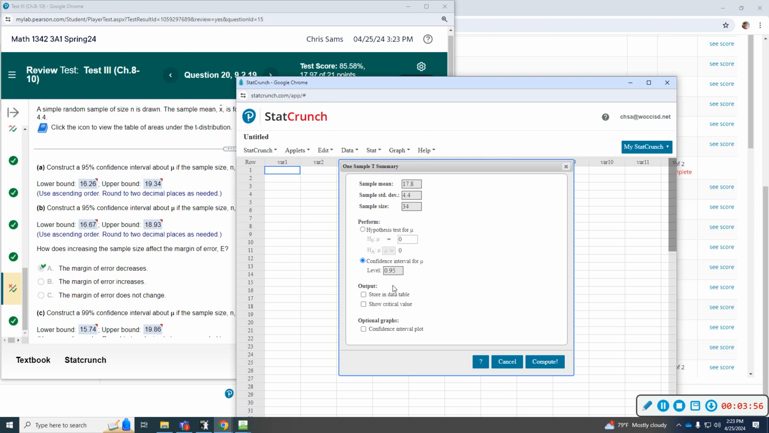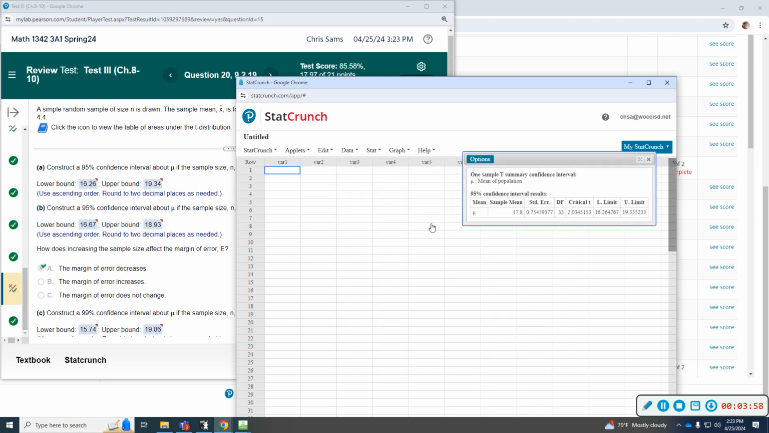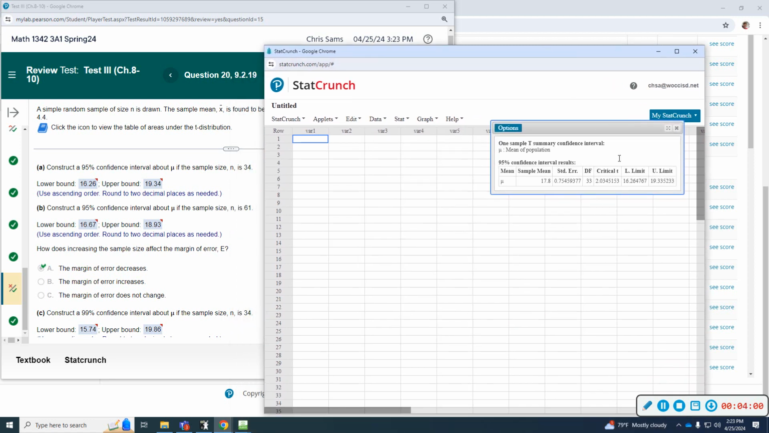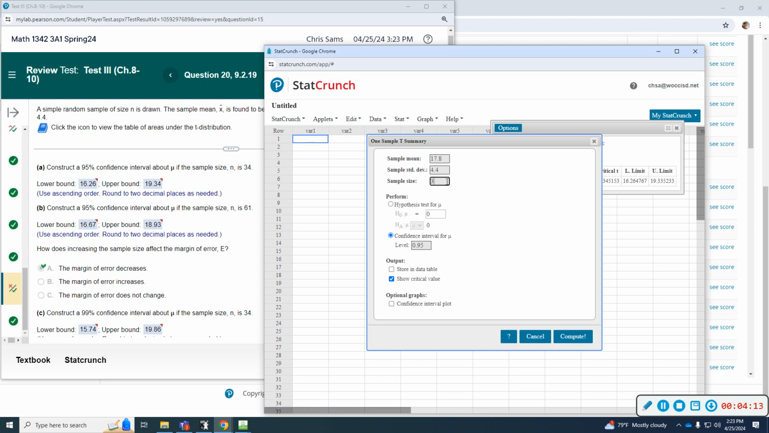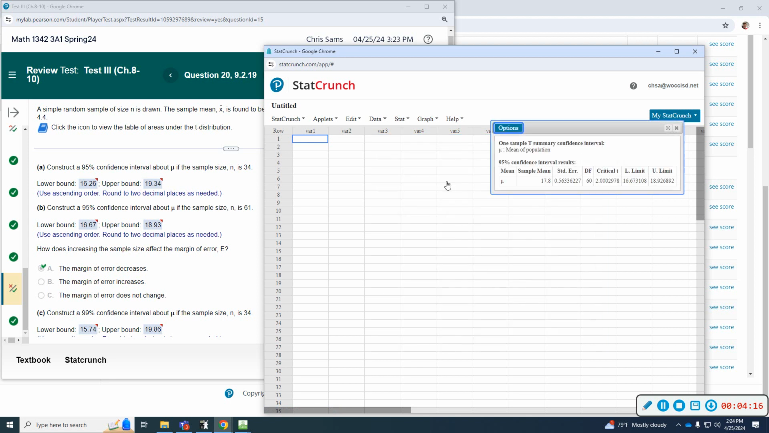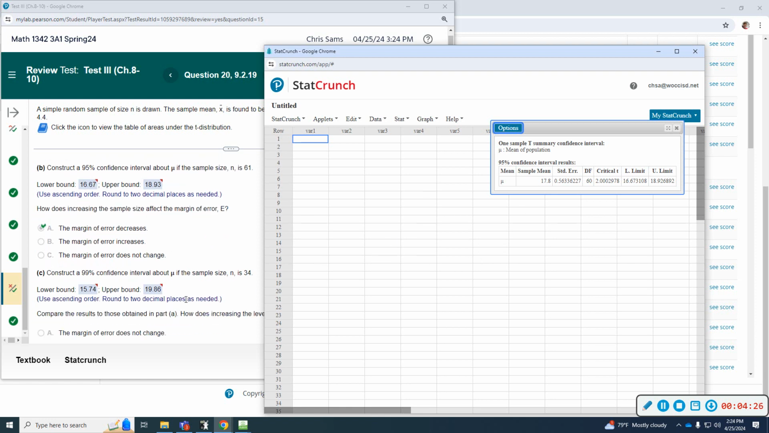95%, we then get 16.26 and 19.34. 16.26, 19.34. So that matches up now. And then if we go options and we edit and we change the sample size to 61, we get 16.67 and 18.93. And that's those two. Yeah. So using the wrong distribution is what caused those errors.